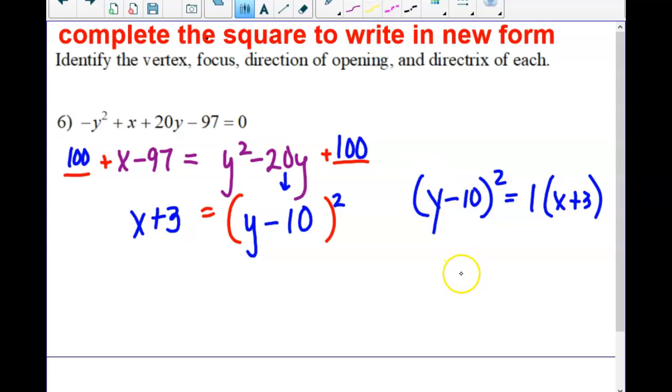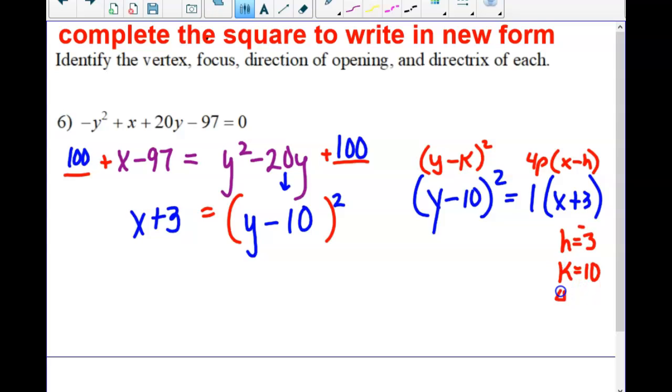All right, I'm going to have us practice this one more time. H is what? Be careful. I'm going to write above it because I always get H and K mixed up when it's like this. Yes, H is negative 3. K is positive 10. And 4p is what? 1, so p is 1/4.